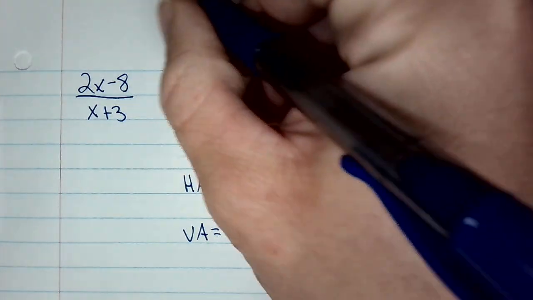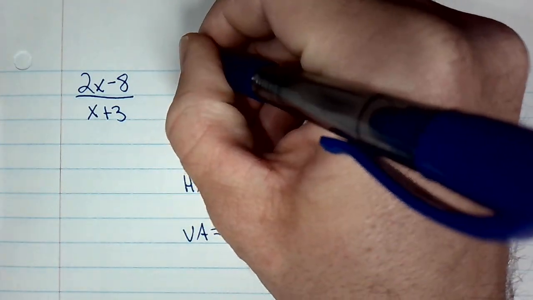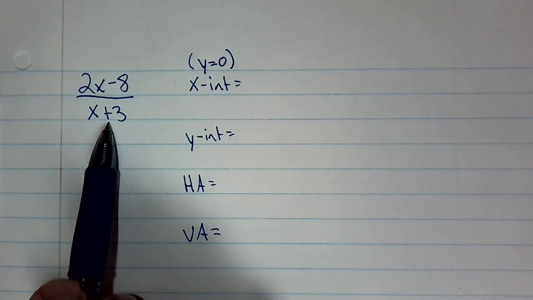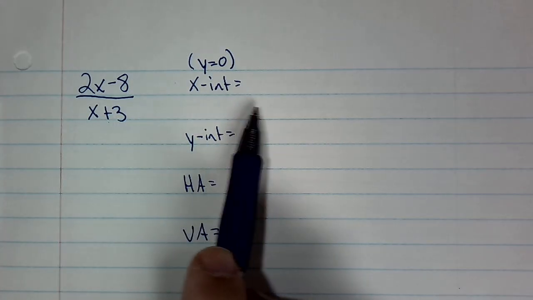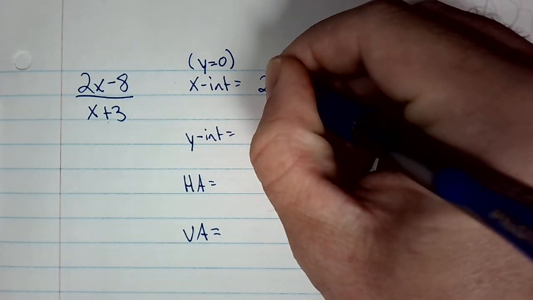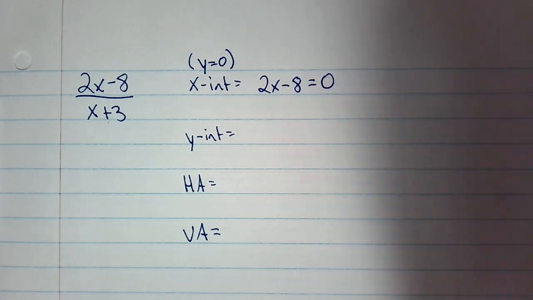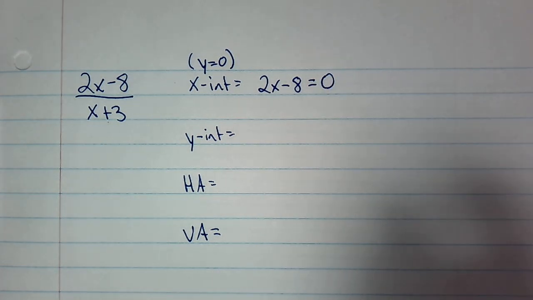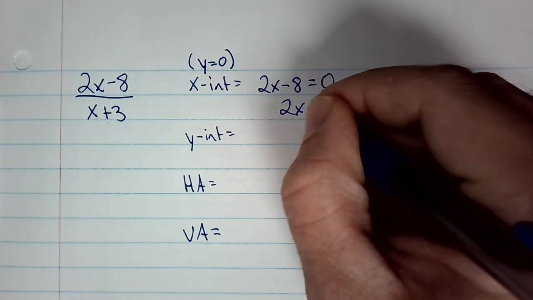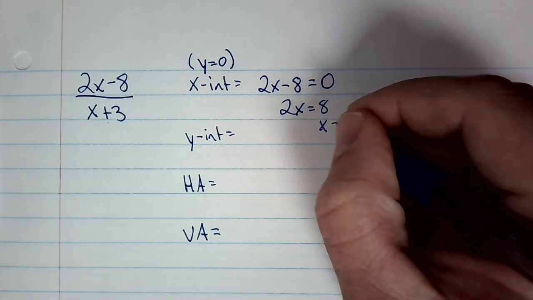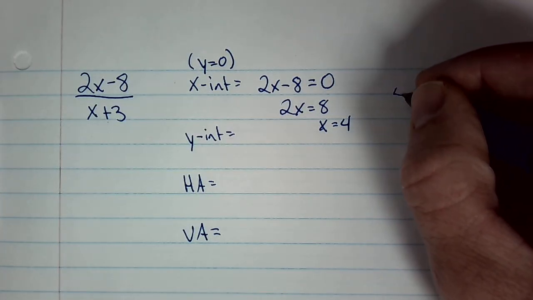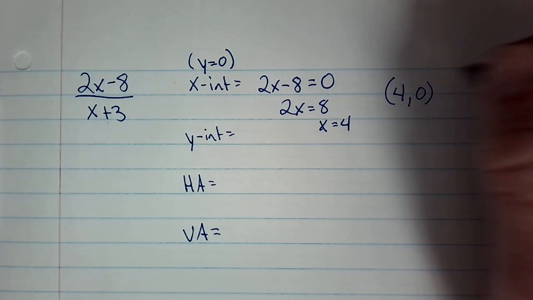So, x-intercept, what do we always do? We set y equals 0, right? Now for this one, if we set the whole thing equal to 0, do we have to worry about the bottom? No. So I always think about it this way: you set the top equal to 0. X-intercept, top equals 0. So I get x equals 4. And of course that's an x-intercept, so the point is (4, 0). There we go.